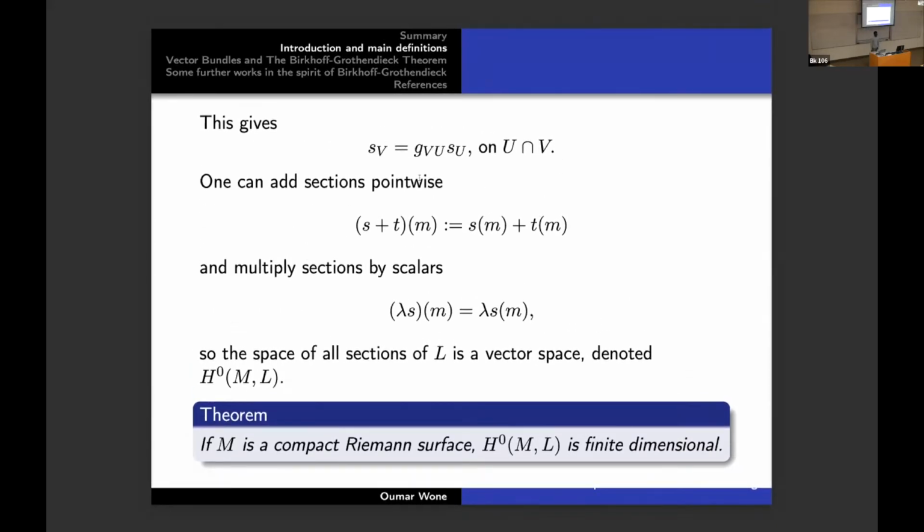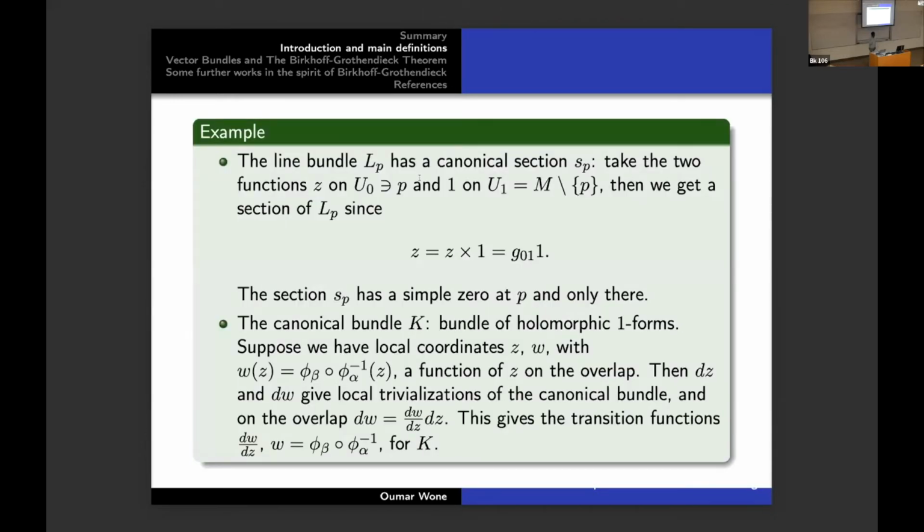Now we have the following theorem. If M is a compact Riemann surface, then the set of sections of L is a finite dimensional vector space. And this follows from Hodge theory, for example. I give now examples of sections of line bundles. If we take the line bundle LP that we defined, it has a canonical section generally denoted as P.